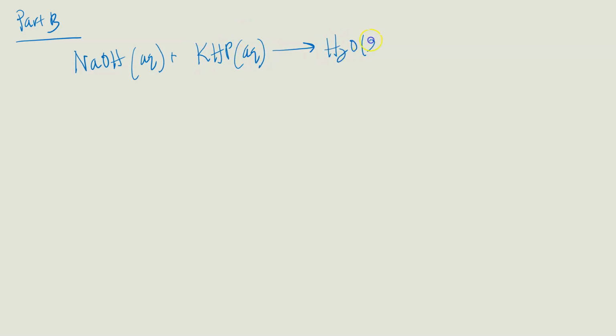Let's look at part B. We haven't talked about the part B calculations. In part B, you redid the titration, so it's the same reaction, NaOH. I'm going to be super lazy now, and I'm going to write KHP instead of the entire polyatomic ion. We're still going to make water, and we're still going to have potassium, sodium, and the phthalate polyatomic ion.